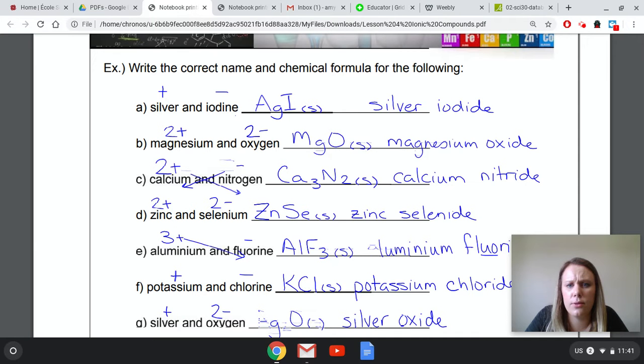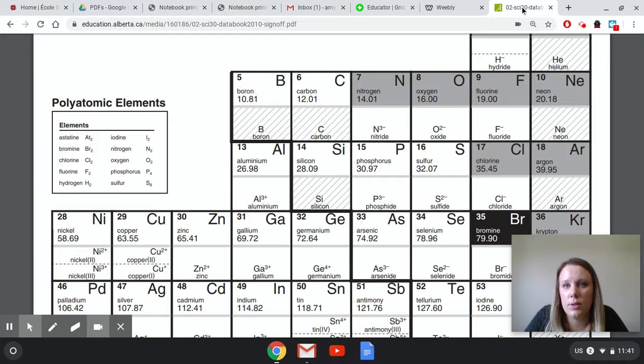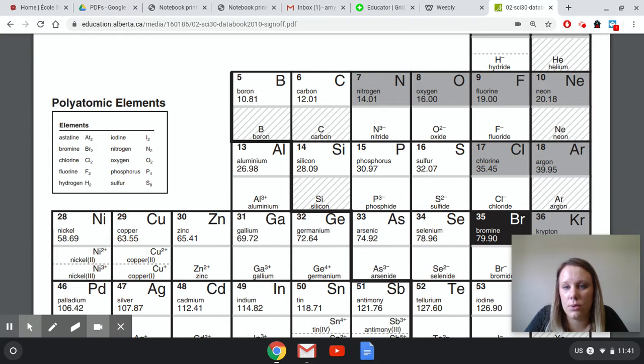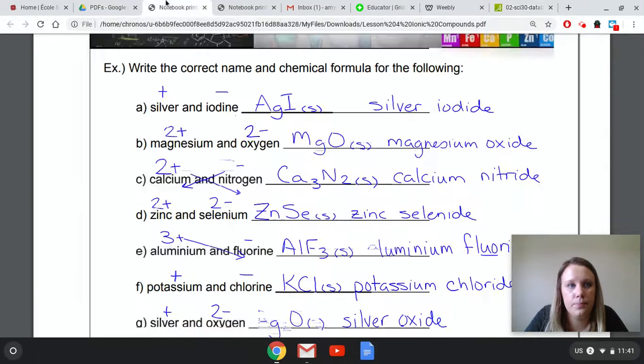In order to write the words, we write the metal as is, and spelling is important, so we copy it off the data booklet. Then we write the ion for the nonmetal with a different ending. So you can see these nonmetals, if you look at the ion at the bottom of the boxes, all end in "ide." So your second word, your nonmetal, should end in "ide."